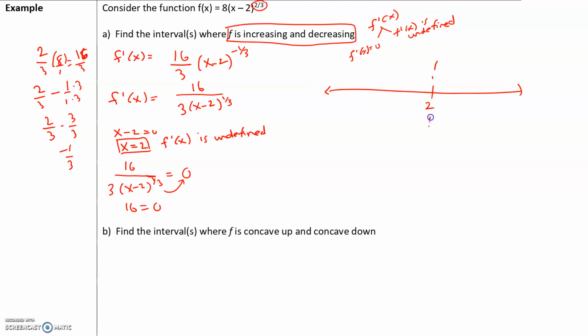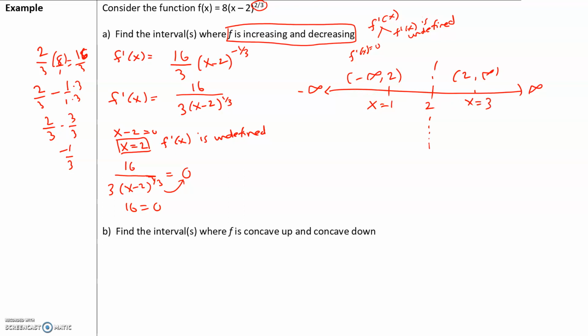So this makes two different intervals. The one interval is going to be negative infinity comma 2. The other interval is going to be 2 comma infinity. We need a test point in each interval, so let's just keep this simple. Let's pick x equals 1, and let's pick x equals 3.